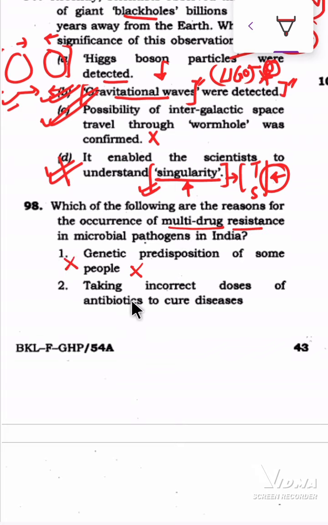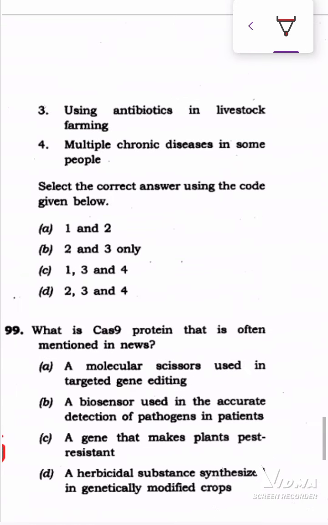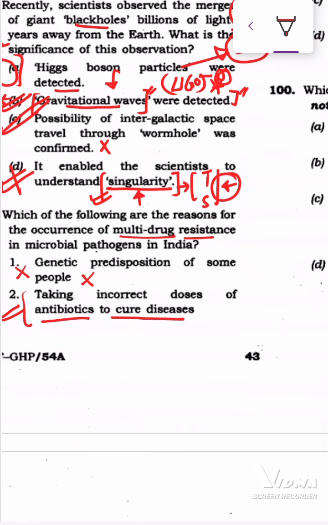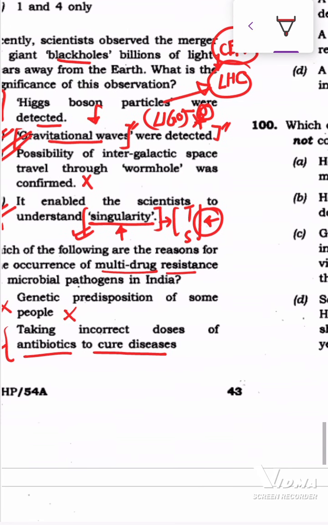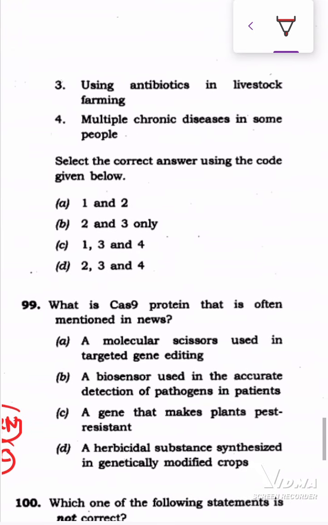Statement 2: taking incorrect doses of antibiotics to cure disease. Yes, it's right, because when you take incorrect doses, your body does not react properly to the antibiotics and you make the virus or bacteria resistant to them. So we can say that taking incorrect doses of antibiotics to cure disease causes multi-drug resistance. Then statement 3 says using antibiotics in livestock farming.